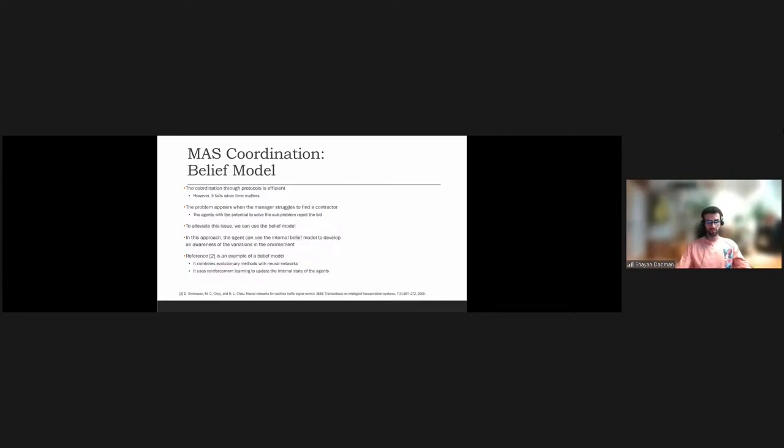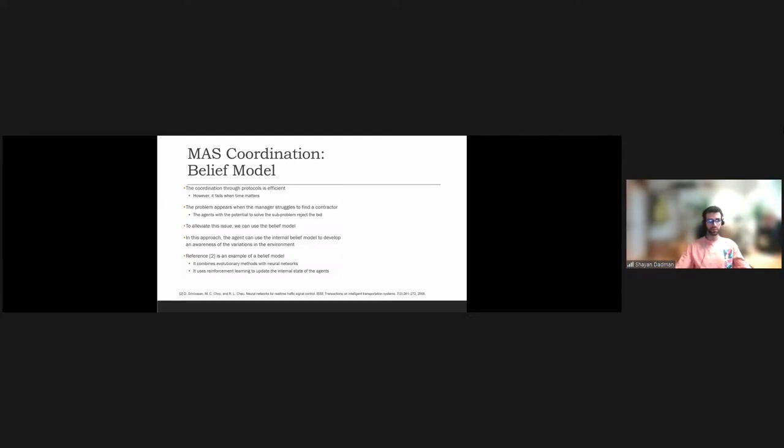The coordination through protocols is efficient. However, it fails when time matters and we want to have a real-time system. This problem appears mainly when the manager struggles to find a contractor, as the agents with the potential to solve the sub-problem reject the bidding because they want to receive a higher bid or propose a higher bid. To alleviate this issue, we can use the belief model.